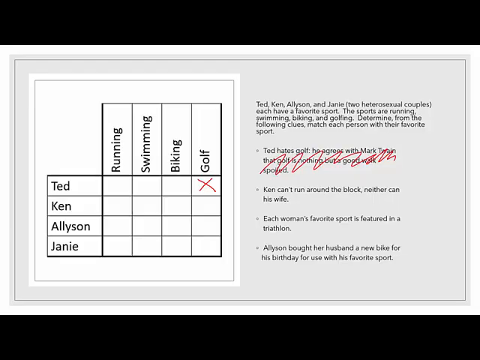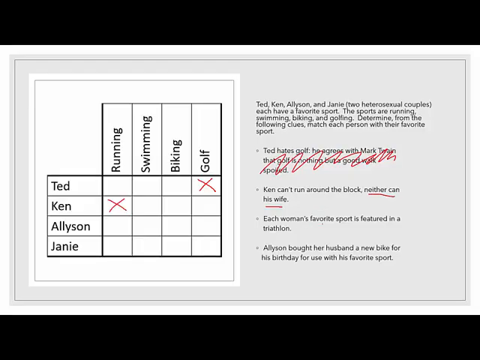Number 2, Ken can't run around the block meant that Ken does not have running as a favorite sport. So we're going to cross that off. Now, neither can his wife. We said that we would have to come back to that clue. Since we don't know who his wife is, I'm going to underline that as a signal that we do have to do something else with that.